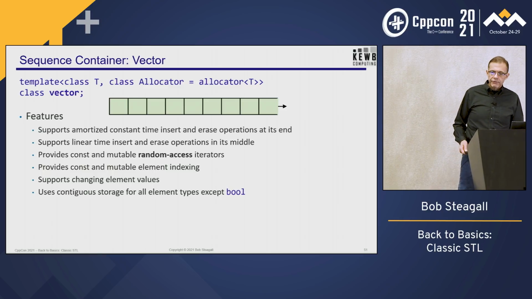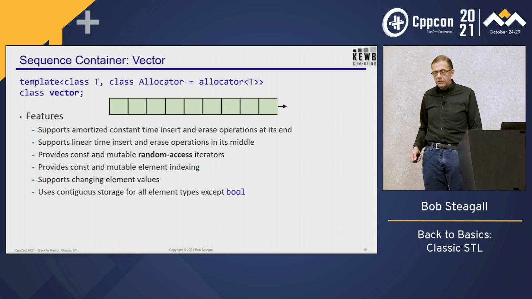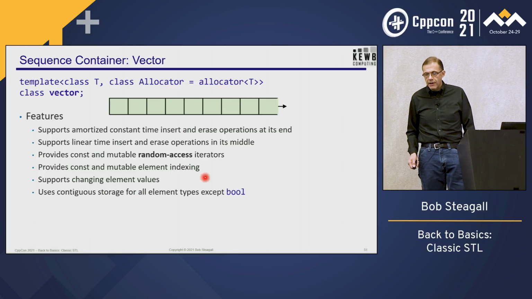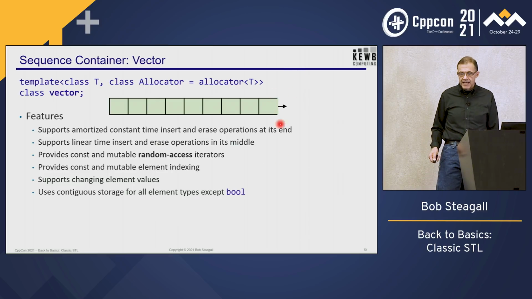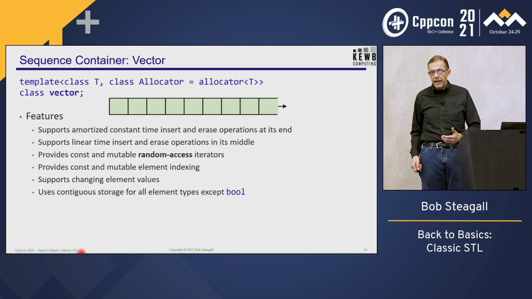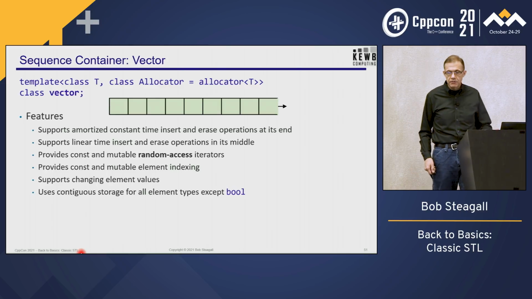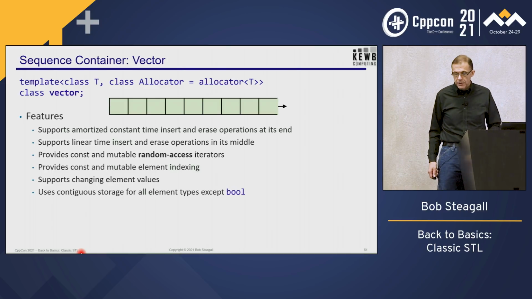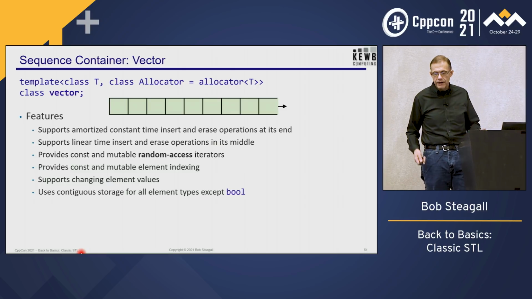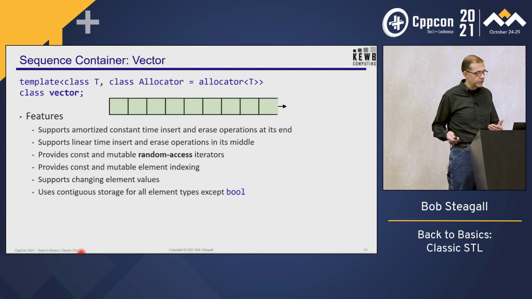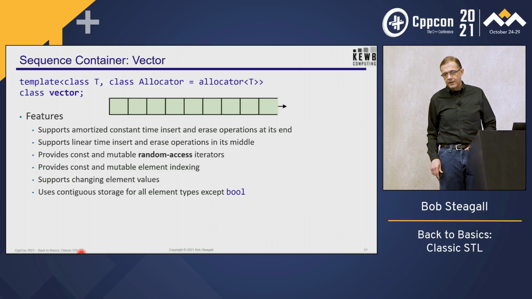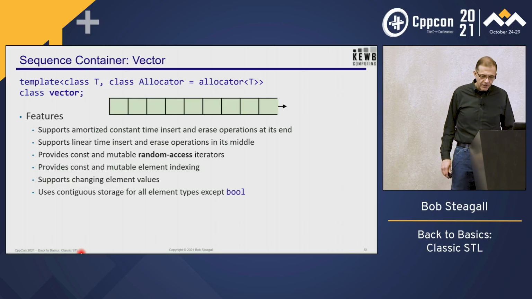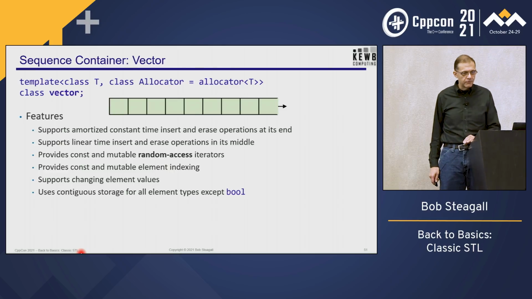The important thing with vectors is it stores its elements contiguously in memory. It provides amortized constant time insert and erase operations at its end. It provides constant time mutable random access iterators. It provides constant time mutable element indexing. You can change the order and the values of elements, and it uses contiguous storage, as I said earlier, for everything except bool. And people's opinions on the utility of vector of bool vary quite a bit.